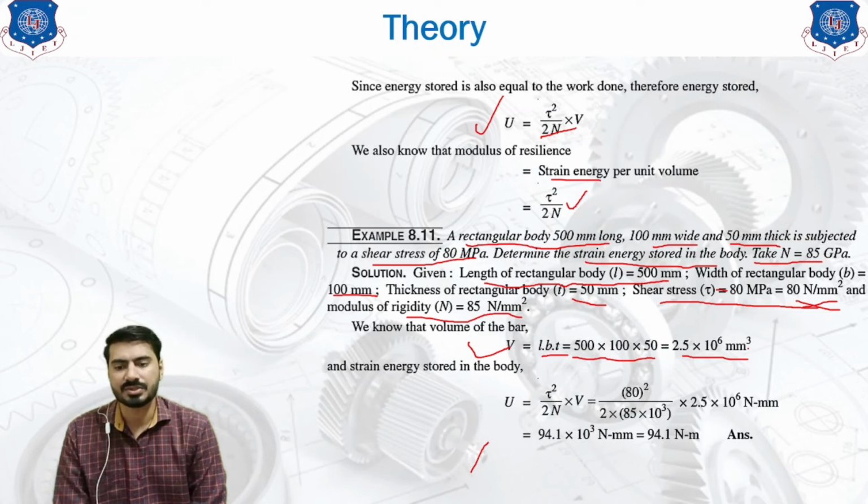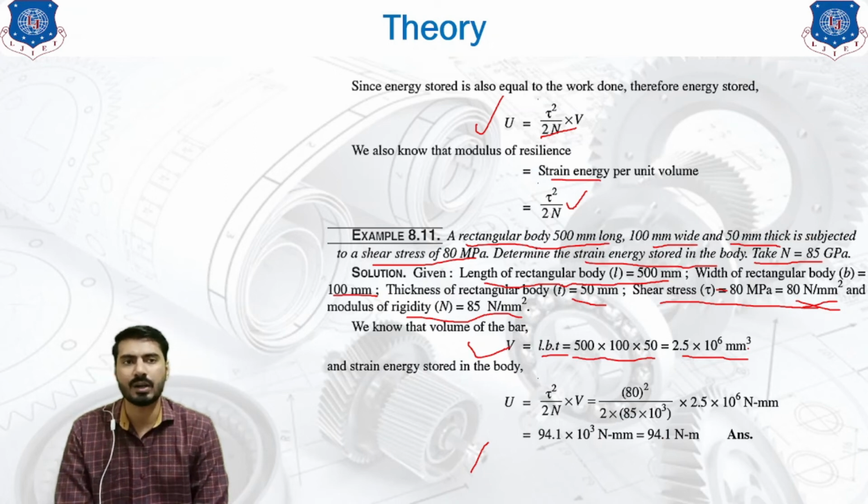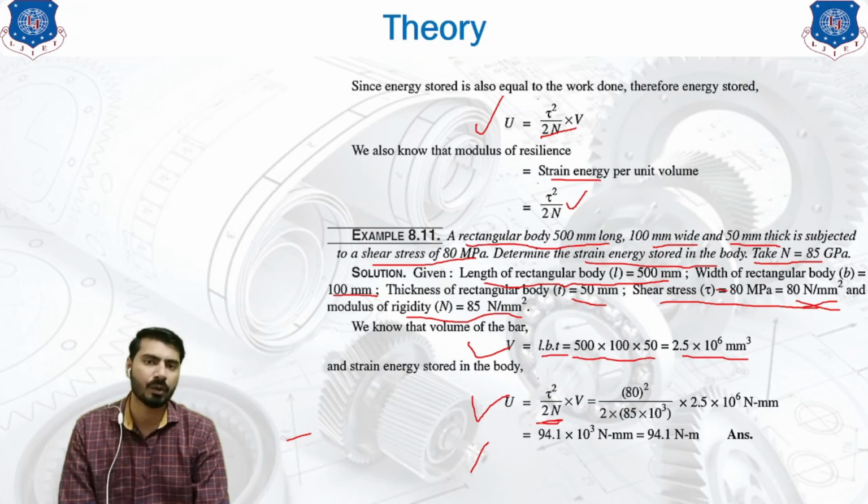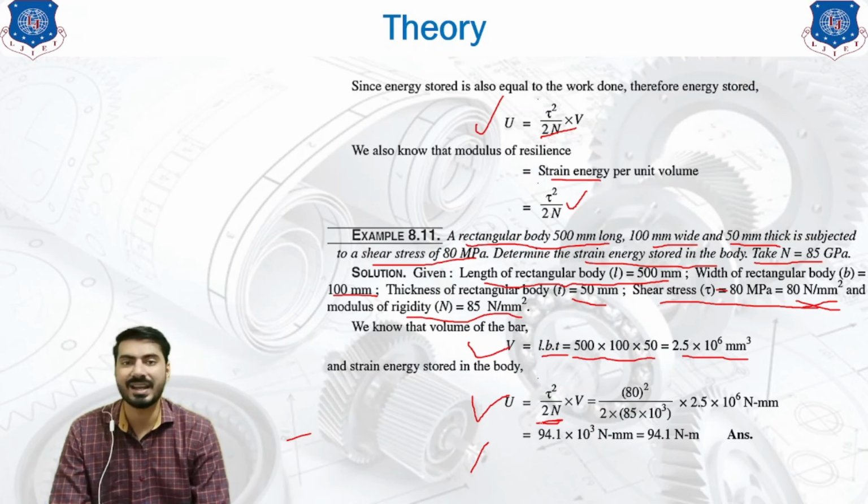Again, the strain energy stored in the body is asked here. So we are required to find out the strain energy. We know that the equation for the strain energy generated due to the shear stress is nothing but tau square upon 2n into V. I would like to clarify one thing, that n is modulus of rigidity or modulus of stiffness. This particular modulus of rigidity is represented by C and G also. So in some reference books, they might be using the symbol G or C. So don't get confused book wise.